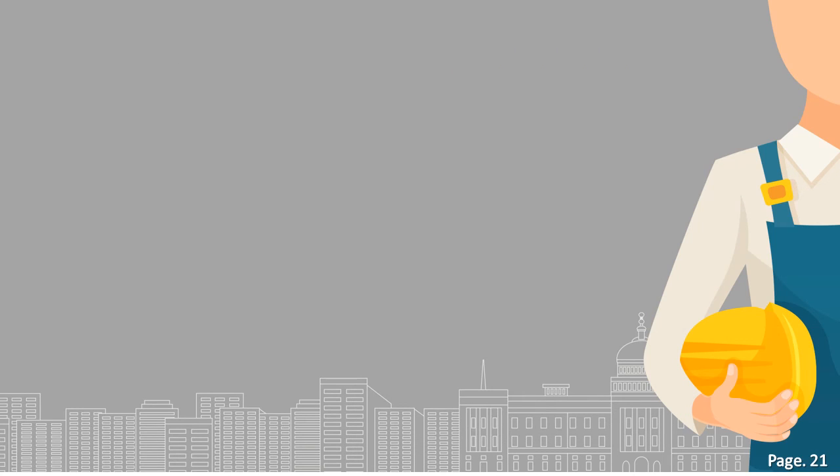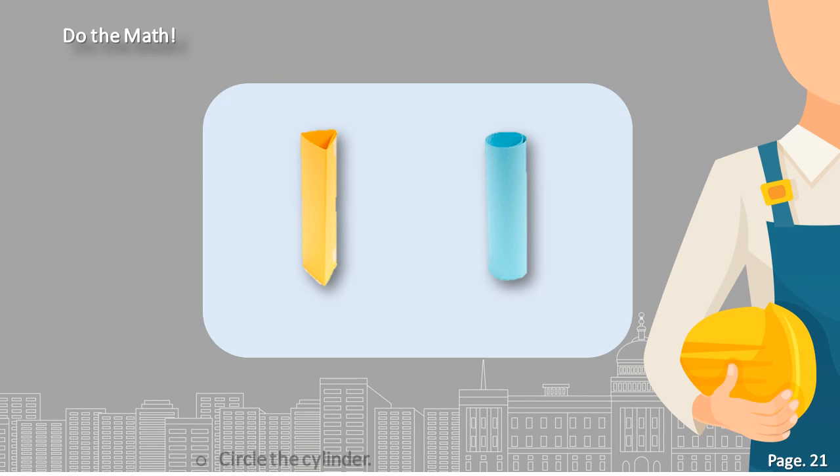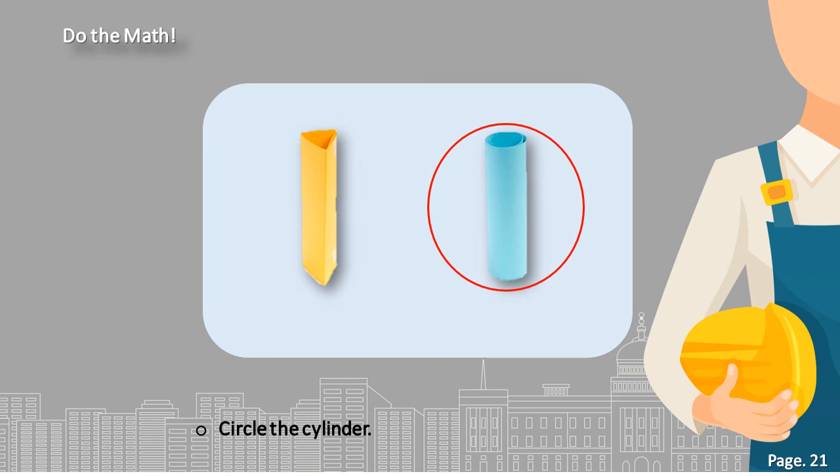And finally, let's solve our last exercise on page 21. In this exercise, we will see a picture of the two towers that the kids have built in the previous exercise. These towers are two possible solutions to the problem that the kids have faced. The question for this exercise is, circle the cylinder. Well done! Let's circle the blue tower. This tower is shaped like a cylinder.